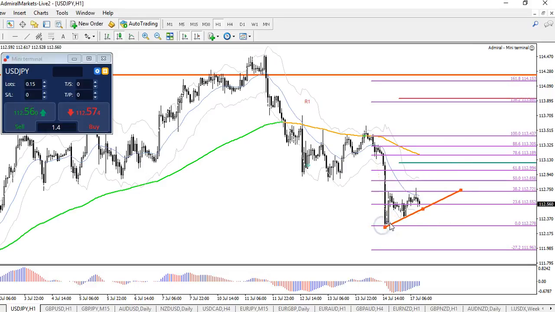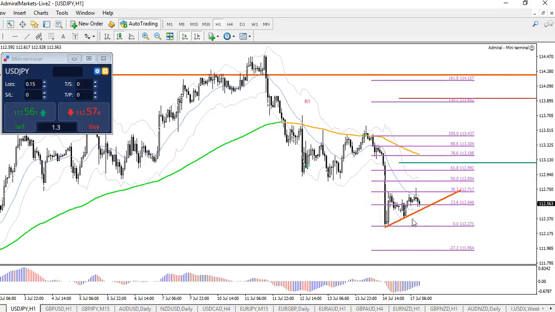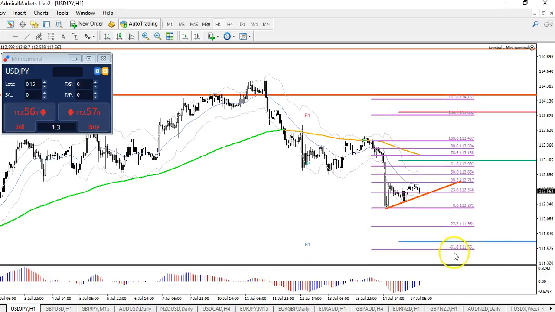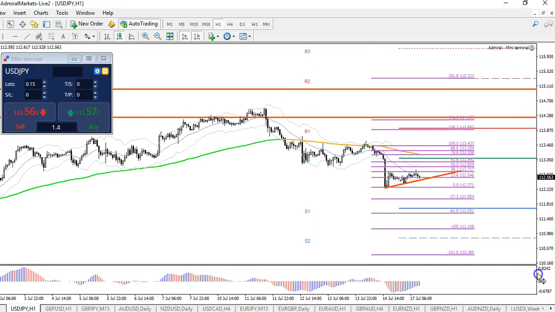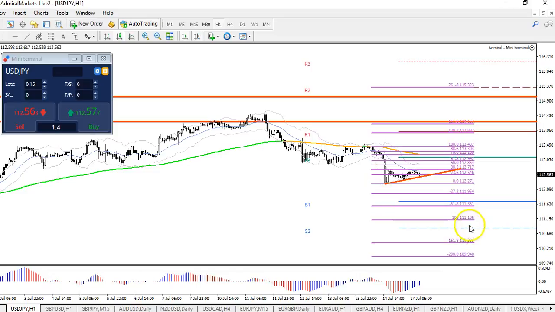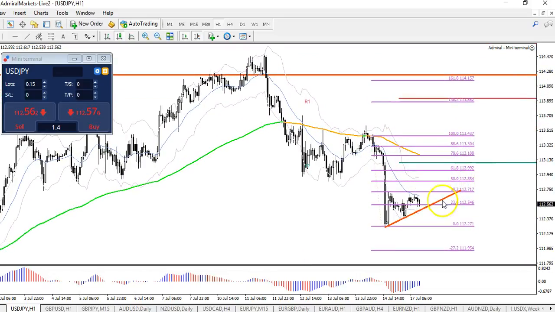You can see that price is basically using this kind of correction formation here. So if it breaks below the support trend line, I think there's a good chance of a continuation down to 111.50, and then later on basically to 111 and then 110. So that's what I'm expecting if price breaks through the support and stays below resistance.